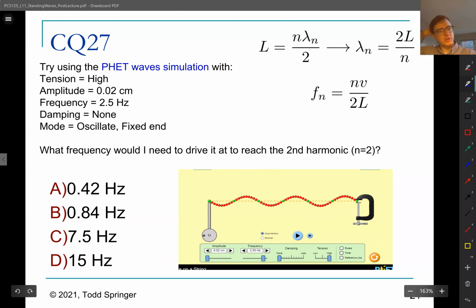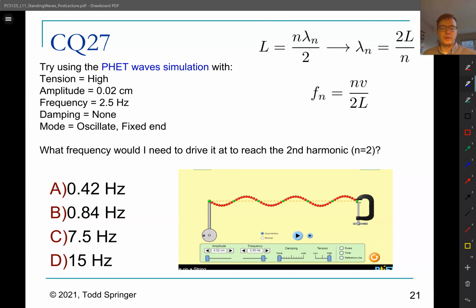Okay, so this clicker question, simple question: what frequency would I need to drive it at to reach the second harmonic? Okay, so I took a screenshot. This is a screenshot of the one I just showed you. Remember, the one I just showed you had frequency 2.5 hertz, and the green dots were nodes. Now my question for you is, which one of these frequencies would I need to drive it at to reach the second harmonic, which is n equals 2? Try and work it out. Pause the video. See if you can come up with an answer to this question before going forward. And once you're ready, unpause the video.